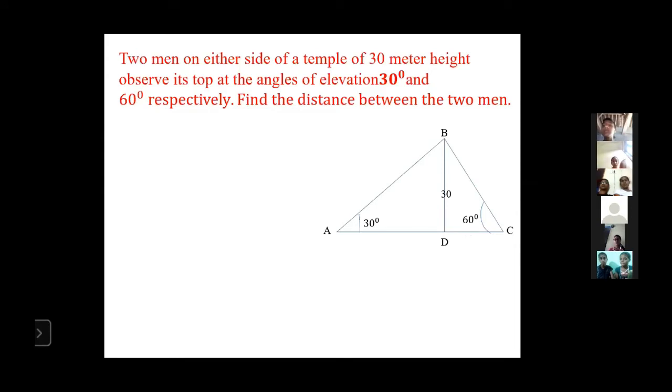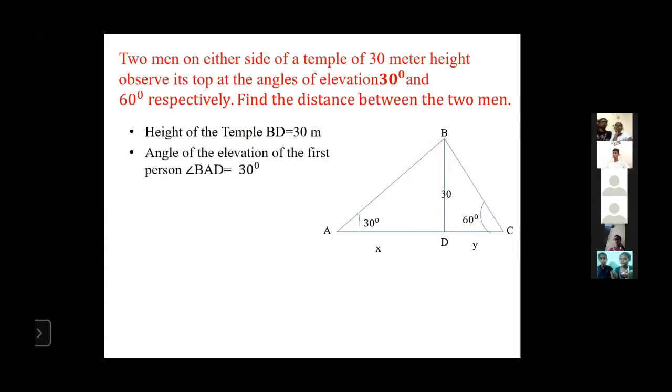Now we are asked to find the distance between the two men. It means from A to C. We need to find the length of AC. Let us assume AD is x and DC is y. The height of the temple is 30 meters. First elevation is 30 degrees and second elevation is 60 degrees.